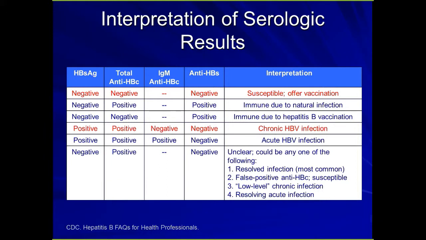The next question comes up, what if somebody's core antibody positive, surface antigen negative, and surface antibody negative? Should you vaccinate? And the answer is yes. So you should vaccinate somebody, even though likely they had natural infection, because they did not mount enough of an antibody response, vaccination makes sense. Does that make sense so far?